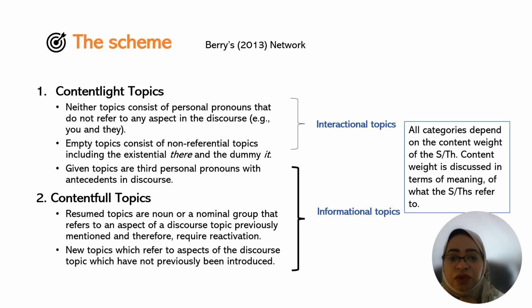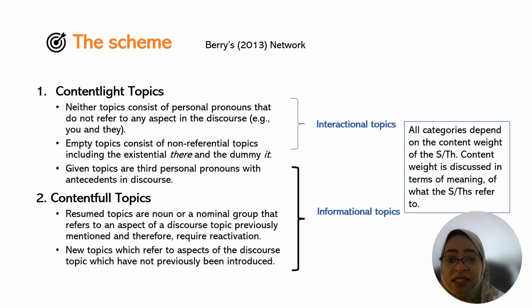Here is a review of Bayes' network and the categorization of the subject theme. Bayes' network classifies subject theme into two main categories: content light and content full. Content light includes neither topics, which refer to entities not related to the discourse, empty topics such as there and it, and given topics containing third person pronouns.